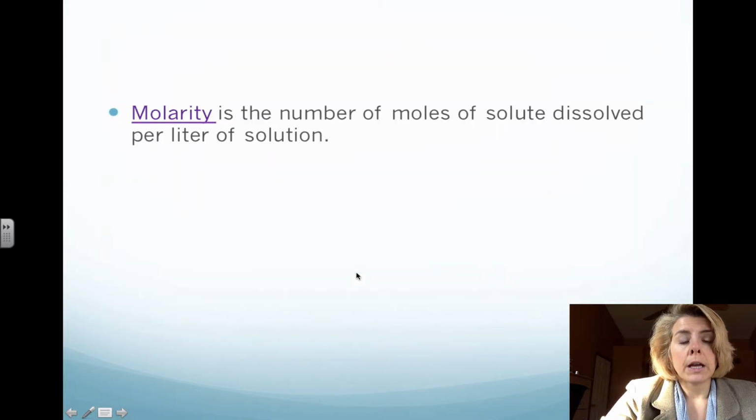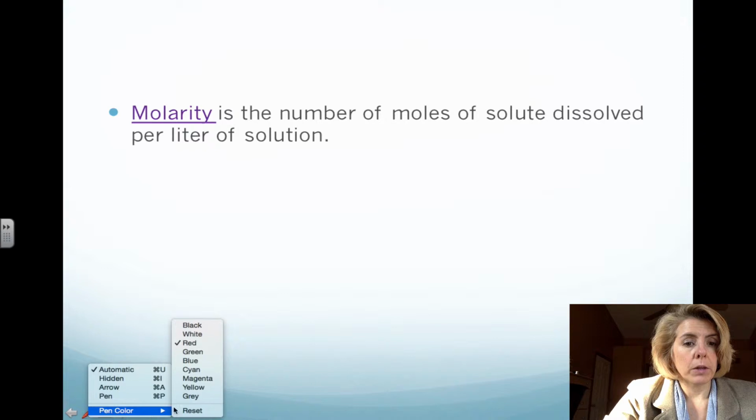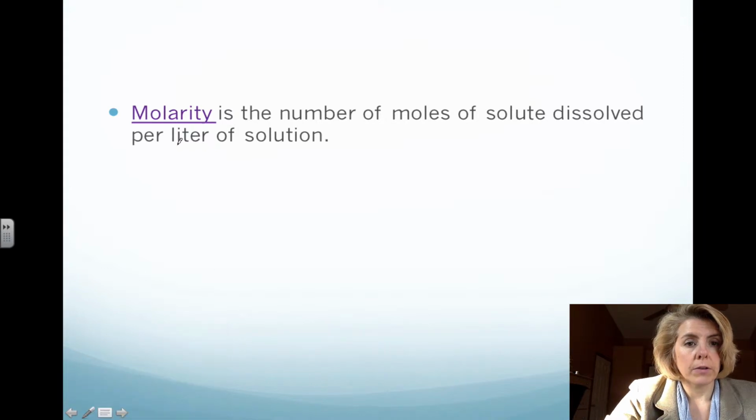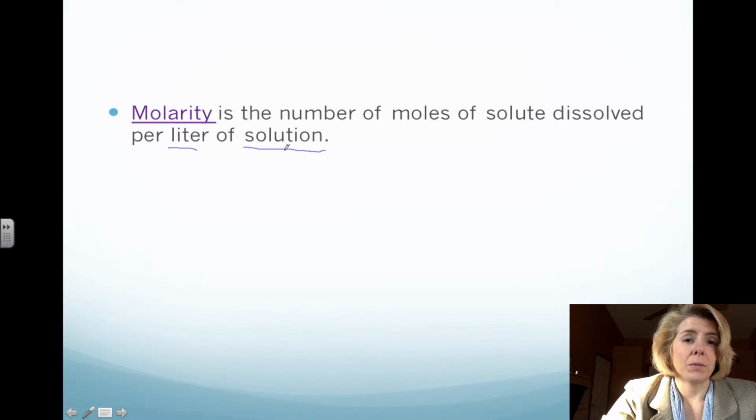So molarity, this is another way of counting or amassing how much solute is dissolved in a liter of solution. So please note, when we're looking at molarity, we're looking at liter of solution. And that does not mean the liter of solvent, that means the total volume.